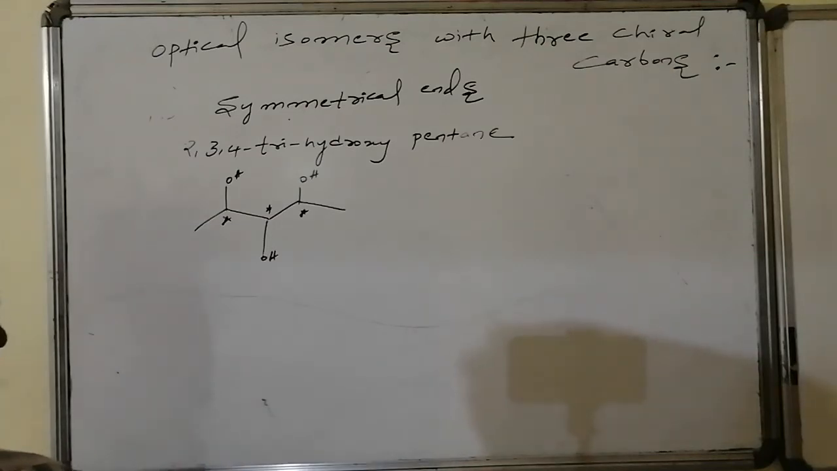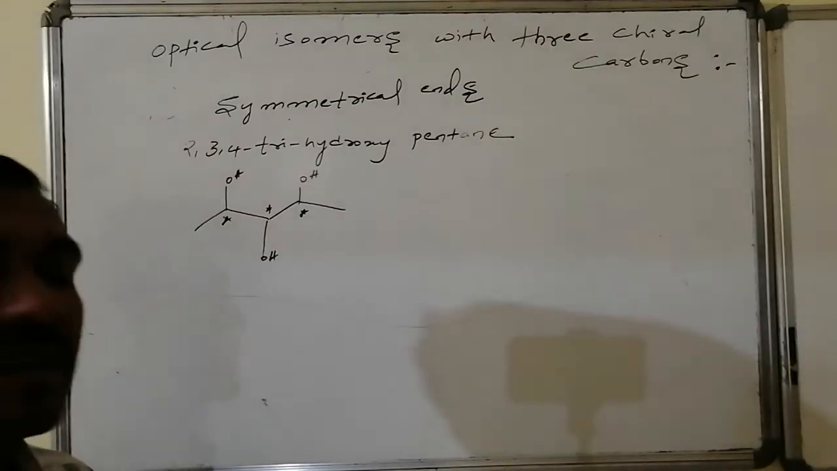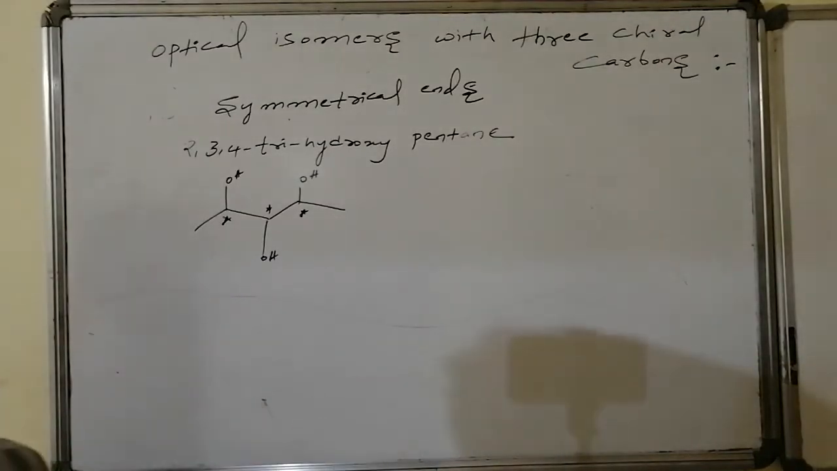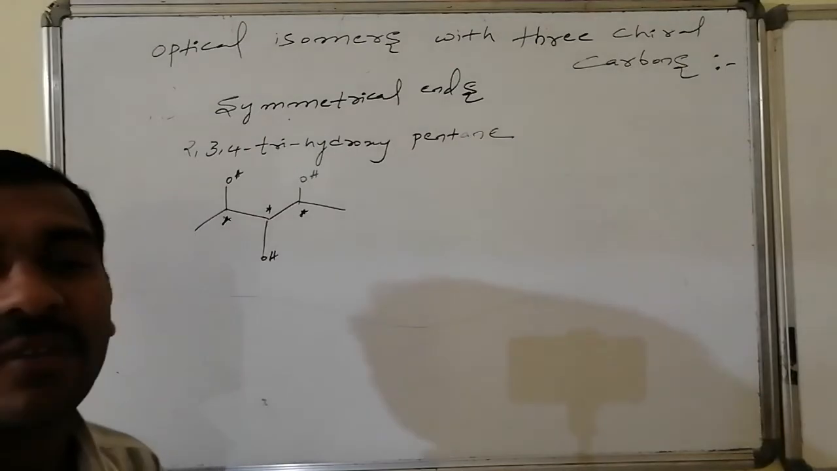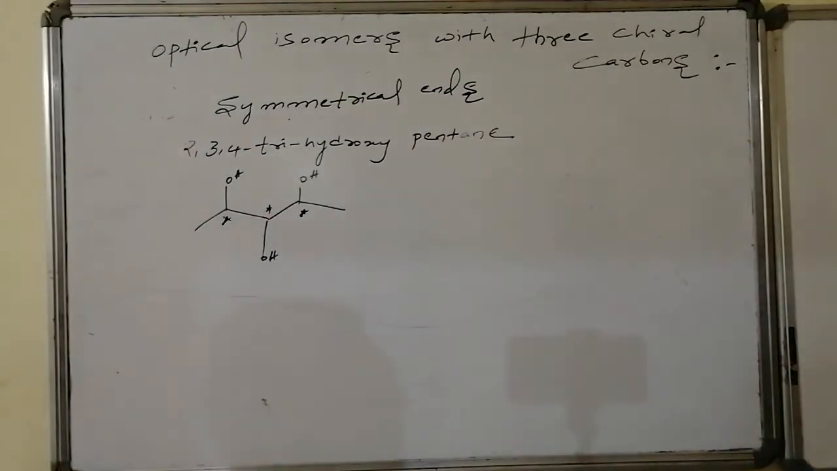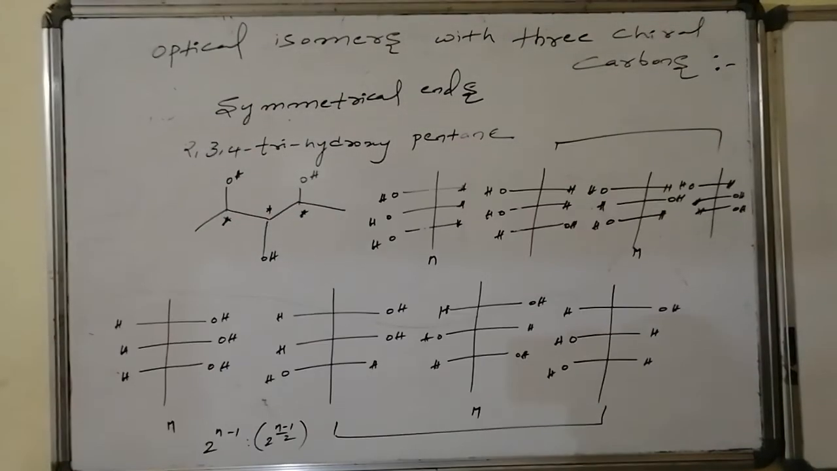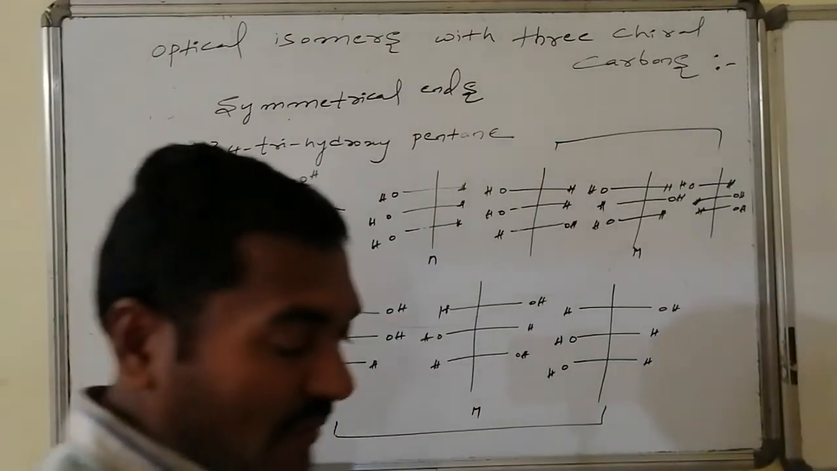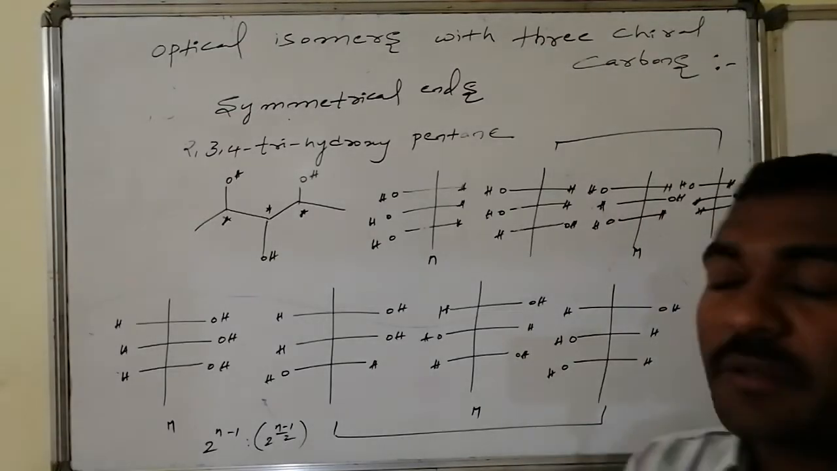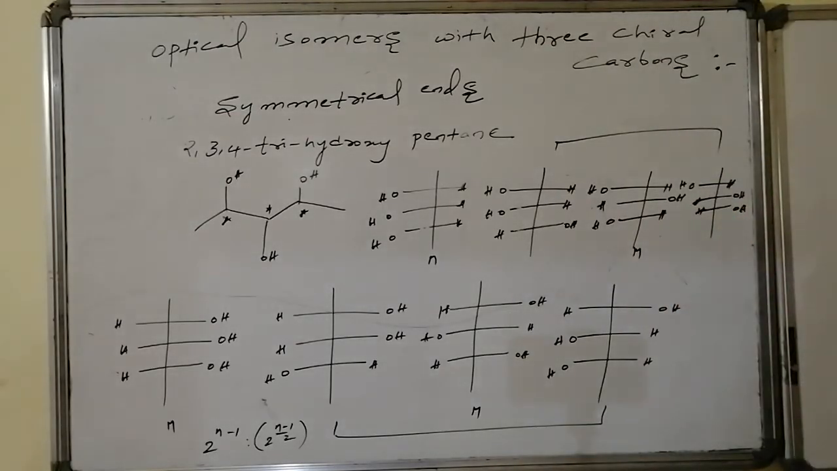practically different optical isomers and their interrelation, and among them optically active isomers and optically inactive isomers, and the formulas generalization to count the number of various types of substances involved in a molecule with symmetry in association with an odd number of chiral carbons. Yes, optical isomers with 3 chiral carbons having symmetrical ends. Here I am taking the molecule 2, 3, 4 trihydroxypentane.